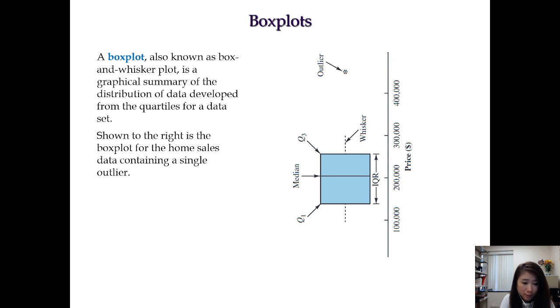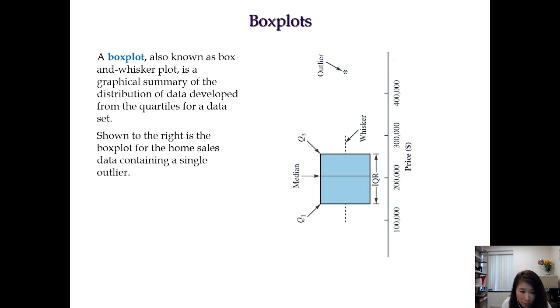As you can see, on the right-hand side is an example of a box plot for home sales data containing a single outlier. The main goal for this video is to teach students how to read our box plot, so that you can find the information you're looking for, especially the descriptive statistics. On this diagram, the vertical axis is our variable's value, the price, from the cheapest price to the most expensive price.